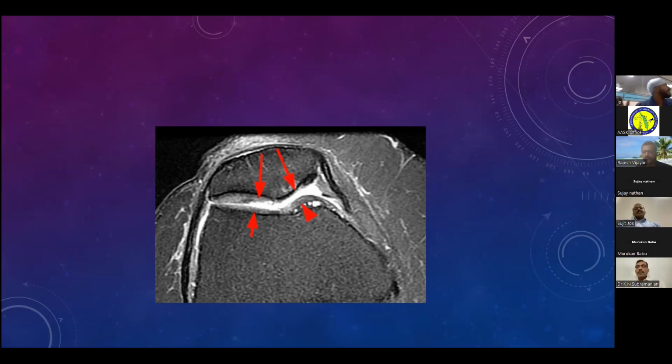So that will be a good thing to assess. You can identify the cartilage lesion after arthroscopy, and you can again brush up yourself to identify more cartilage lesions so that you can identify them pre-op also.